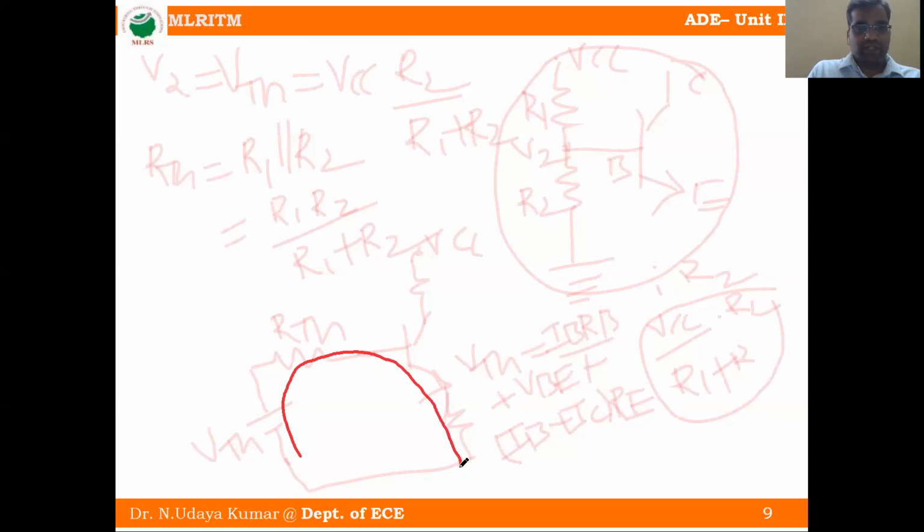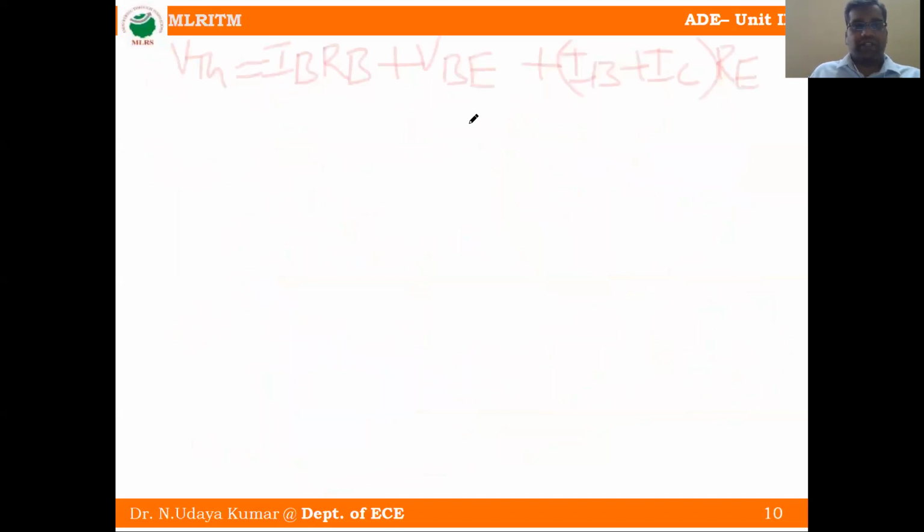I am writing this one. This is the path. So VTH minus IB RB, where R Thevenin is nothing but the base resistance RB, minus, what is the voltage here? VBE. And again, what is the current here? IB plus IC, the base current plus the collector current, into what is across resistance RE. Okay, so understood? This is the final equation.